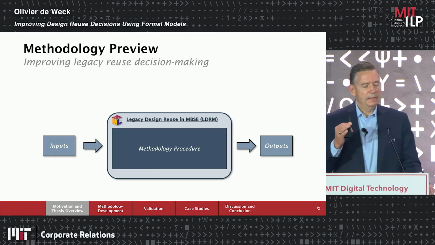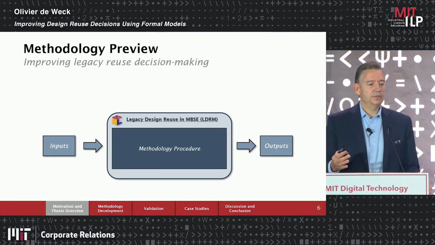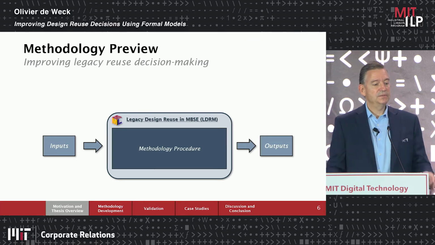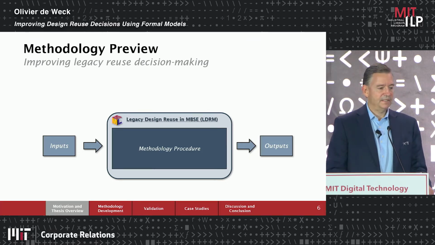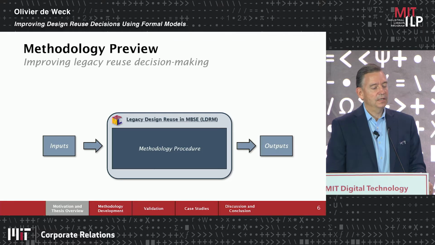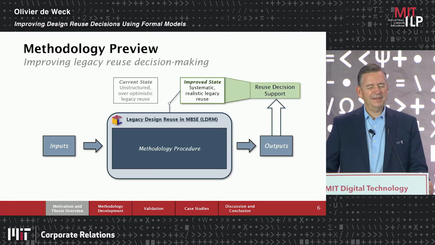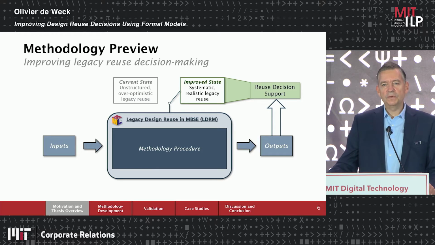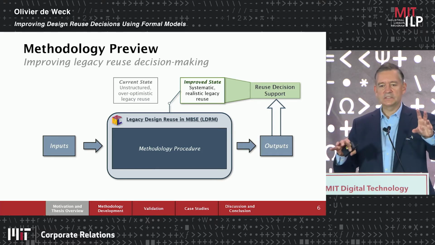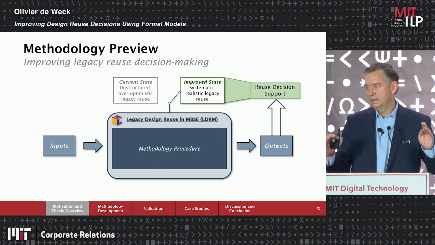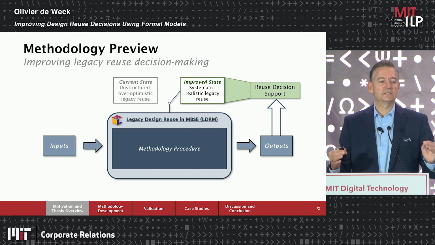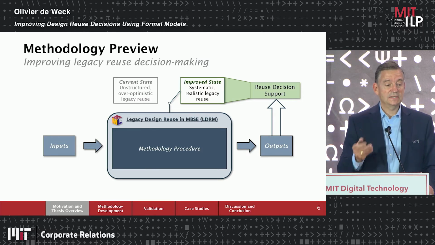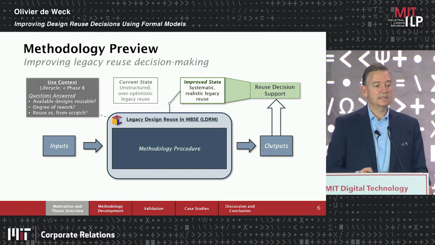So given that we have a model-based system engineering environment available to us, how do we now make the reuse decisions? And so the framework that was developed here is to take inputs, use a methodology, what we call the LDRM, the Legacy Design Reuse in MBSE approach, to produce outputs. And the output fundamentally is, at the end, should we reuse this design, this component, this subsystem, or should we just go with a from-scratch design? It helps you make that decision in a much more deliberate and better way. And we can show you statistically that it is better through some experiments that we've done, and I'm going to show you.